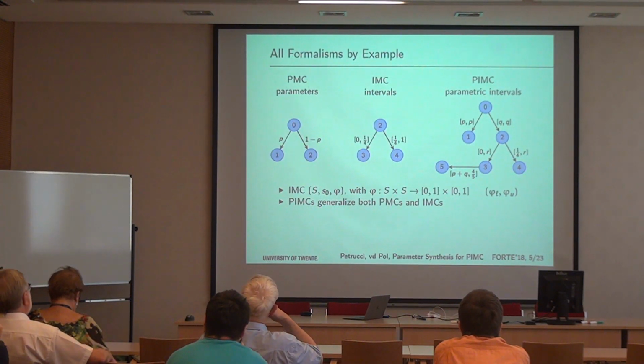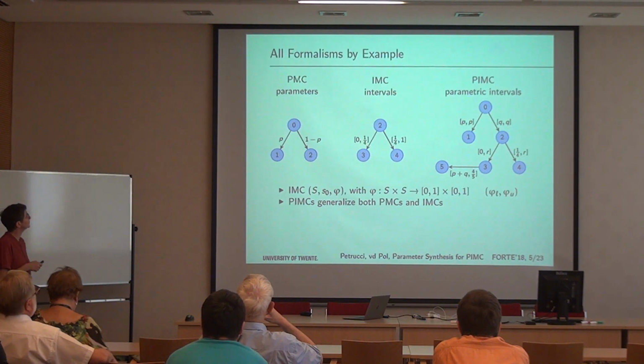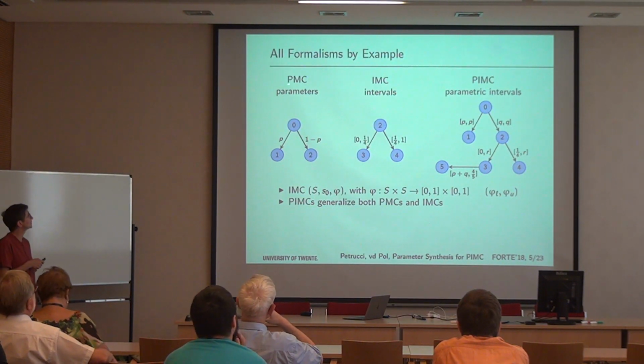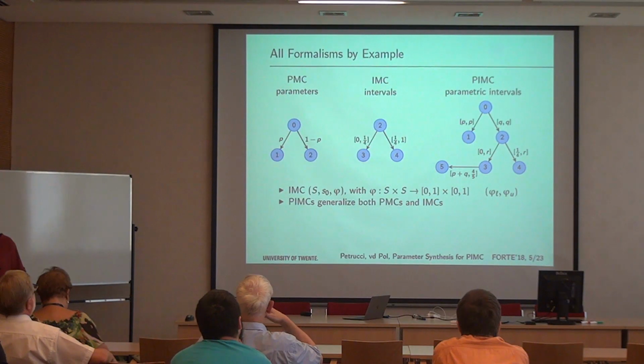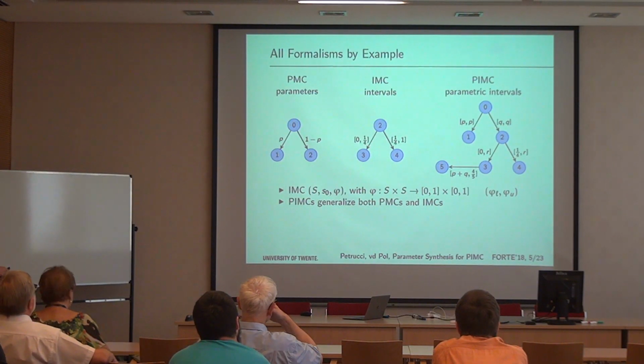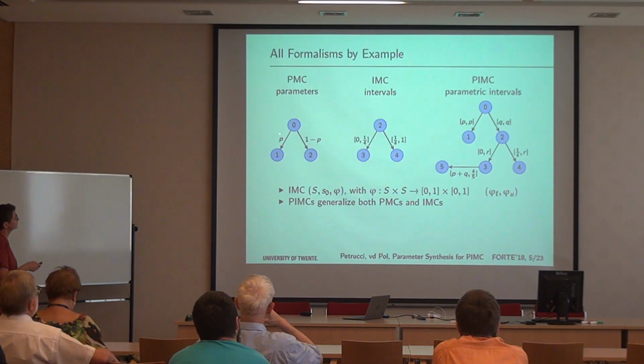So let's have a look at different models derived from Markov chains. The first one, PMC, known in the literature as parametric Markov chains, only has parameters, no intervals. It's implemented in some tools like Prism in Oxford. Here you have the same constraint as before: the outgoing arcs add up to 1.